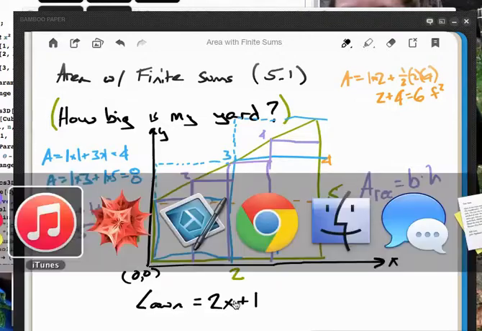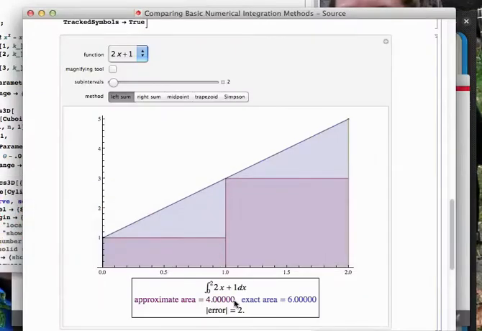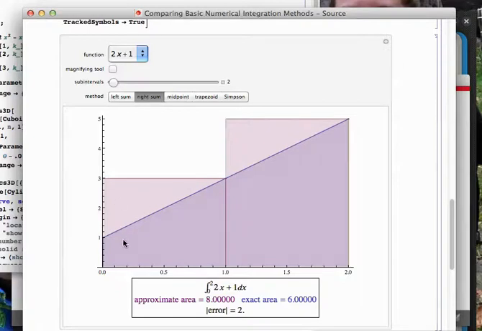Speaking of which, here's a nice linear equation. y equals 2x plus 1. Here's what it looks like. And if I use these 2 rectangles here that are a little bit too small, I can see that my approximate area, the area of my rectangles, is 4, and the exact area is 6. Right? We already knew that. And if I make the rectangles too big, like that, well, this one is 1 by 3, this one is 1 by 5, and so that means it's a total of 8 compared to my actual area of 6.